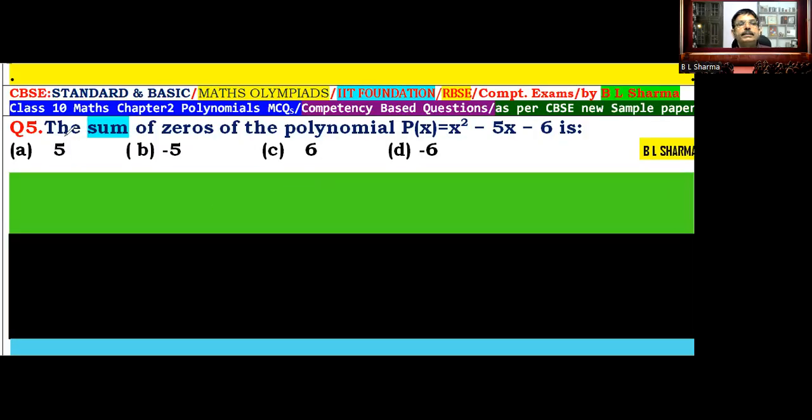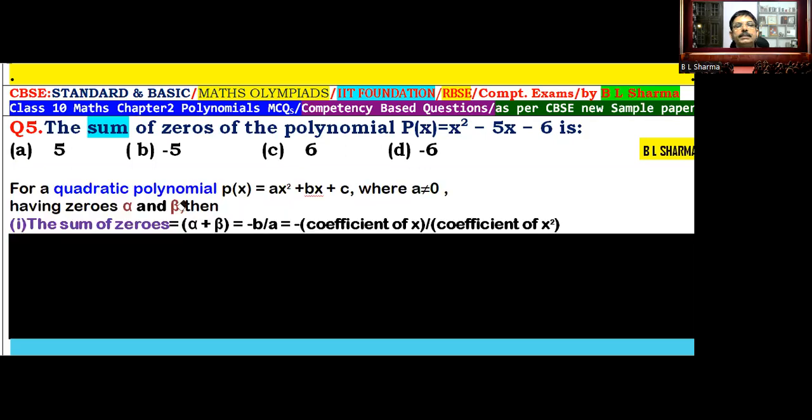The question is, the sum of zeros of the quadratic polynomial x square minus 5x minus 6. What will be the sum of zeros? We know that if alpha and beta are the zeros of the quadratic polynomial, then the sum of zeros is given by minus b upon a, meaning negative of the coefficient of x divided by the coefficient of x square.